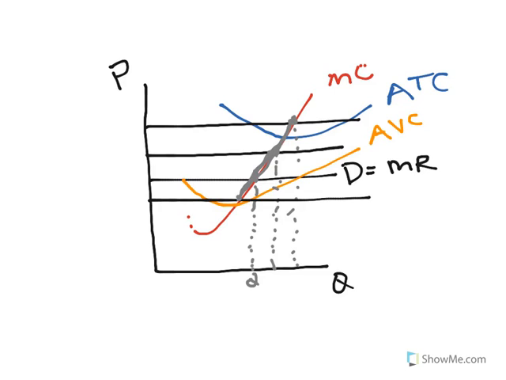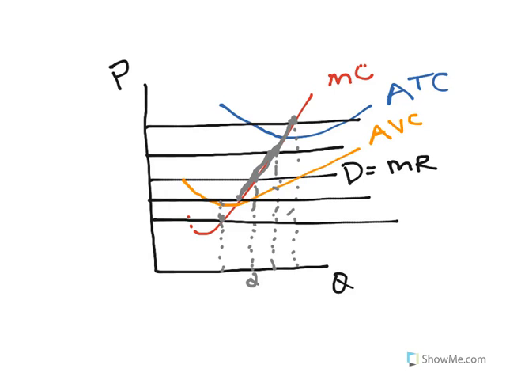Now, at some point, let's say that the price fell even further. Let's say it fell all the way down here. Well, now the point at which our marginal revenue intersects marginal cost is down here. But notice that that is below our average variable costs. And we know that our average variable cost is our shutdown price. Therefore, we would never produce below the point at which our marginal cost curve intersects the average variable cost curve, because that is our shutdown price.